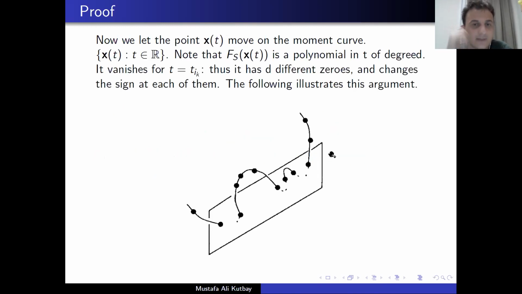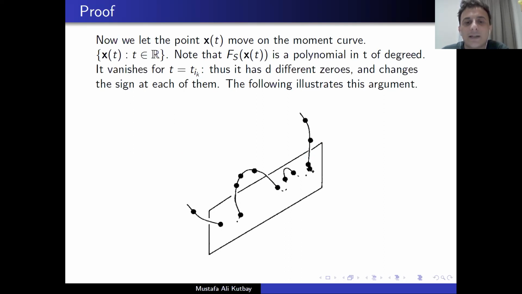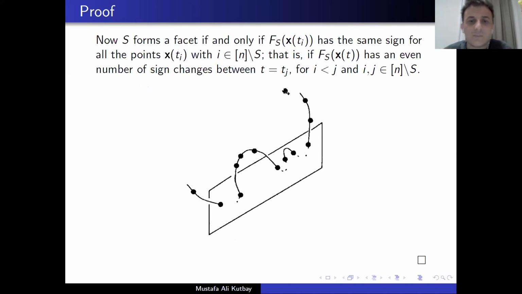So now here's a little illustration about our argument. Whenever we pick a point corresponding to set S, then we get zero, and otherwise we will not get zero. And since the curve goes along the plane, whenever it has a zero, then it will change its sign because we will get to the other side of our plane. So to conclude the proof, we need to observe that in order for S to form a facet, we need to see every other point on the one side of our space. So S forms a facet if and only if F sub S of X has the same sign for all points.